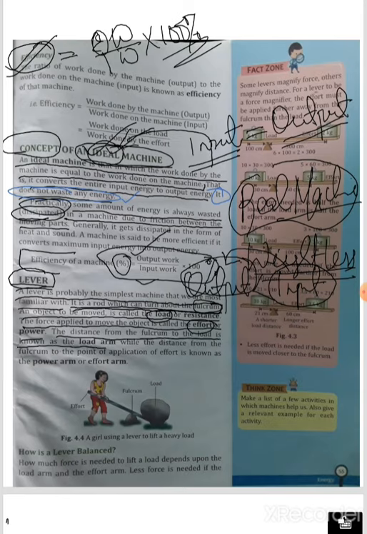Very important thing to be remembered here, load arm. So put a star mark here. And the distance from the fulcrum to the point of application of effort is known as the power arm or the effort arm. So these two are very important now in case of lever, load arm and effort arm. So let me say it again. What is load arm? Load arm is the distance from the fulcrum to the load, whereas effort arm is the distance from the fulcrum to the point of application of effort.